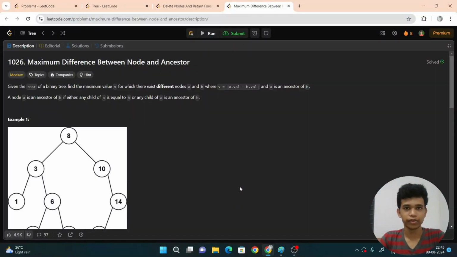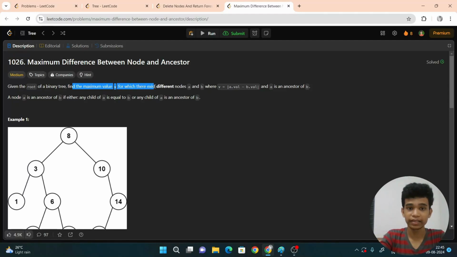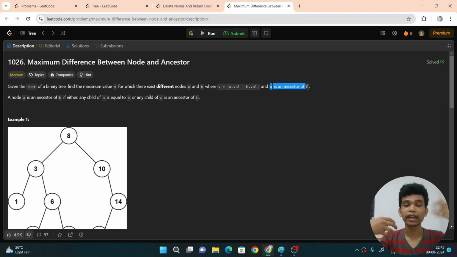In this video, we are going to see LeetCode question number 1026, maximum difference between node and ancestor. Given the root of a binary tree, find the maximum value v for which there exist different nodes a and b, where v is equal to the absolute difference between the values of a and b, and a is an ancestor of b. So we can make a pair of what? Ancestor and any node, right?